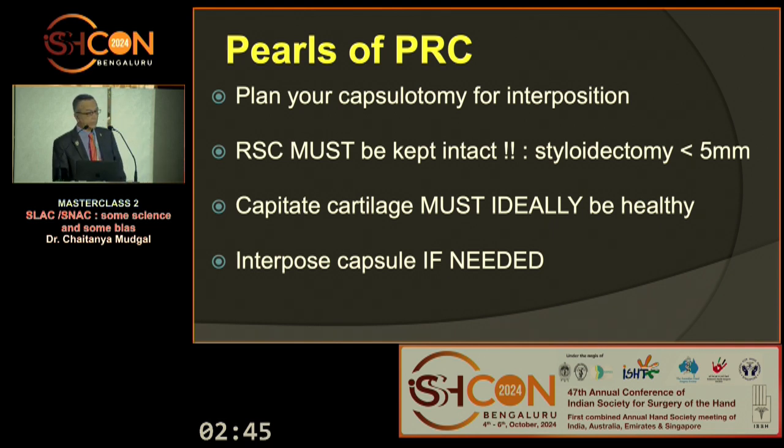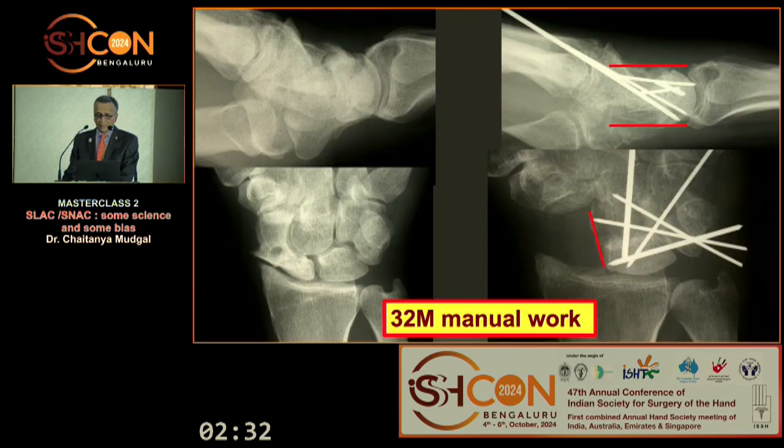So the pearls of my PRC: I make a capsulotomy for interposition, and keep the RSC intact. A styloidectomy should be small. Capitate cartilage must ideally be healthy, and you interpose capsule if necessary. How about someone like this? He's a young manual laborer with a SNAC too, and for him, I did this.